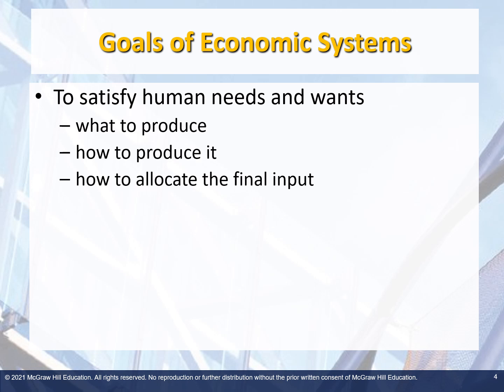The decision on what goods and services to produce is influenced by consumer preferences, resource availability, and technological advancements. For example, in a market economy, if there's a high demand for electric cars, manufacturers will focus on producing more of them to meet consumer needs.